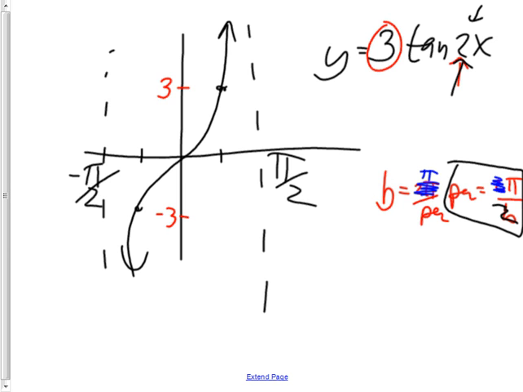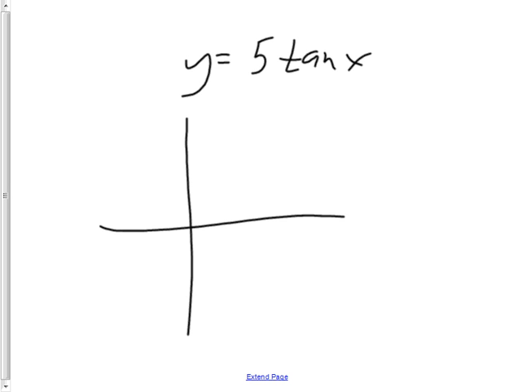That's tangent. So here's a typical question on that. Sketch it for me. Pi over 2, negative pi over 2. How many of you had your asymptotes in there? Okay, good.